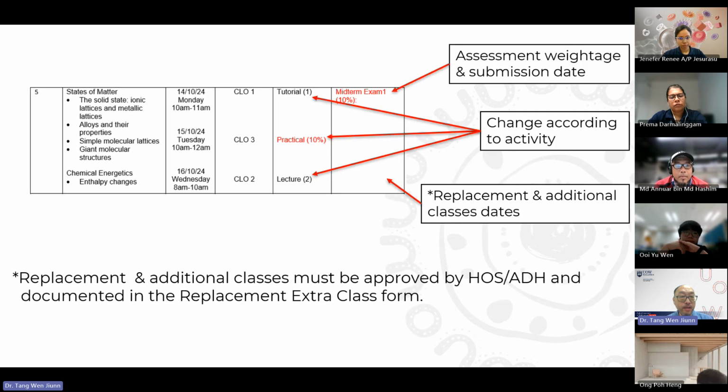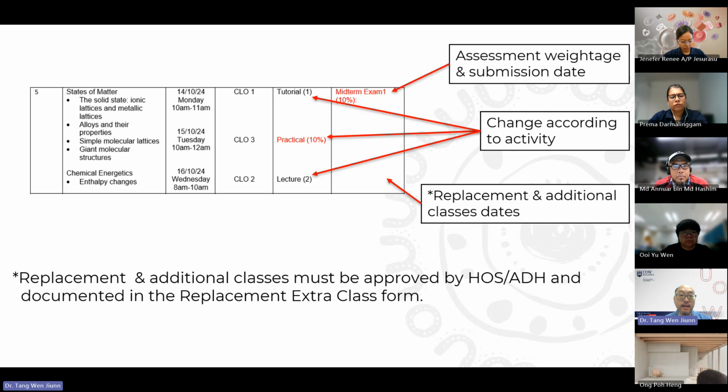Okay, continue from here. Then for the activities, it's not always lecture or tutorial. It depends on that particular session. If it is tutorial, we put tutorial. If it is practical, we put it as practical. It depends on what we want to do on that day.